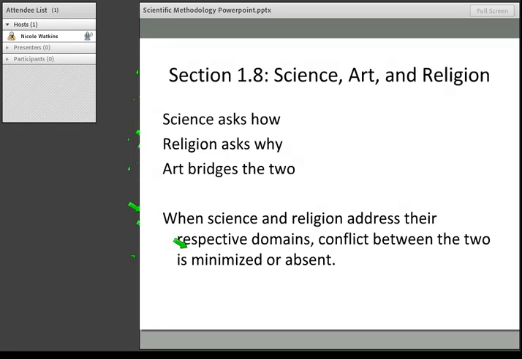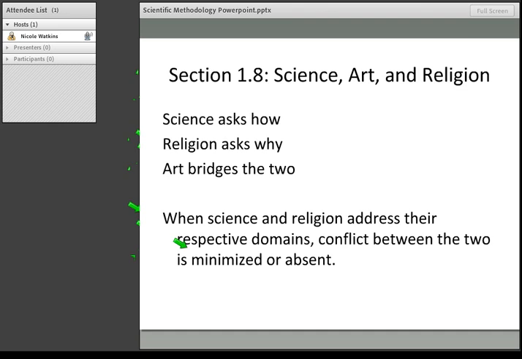So section 1.8 is a really quick section, and all it does is show you how science, art, and religion are integrated. And we talk more about the integration or the big ideas in scientific methodology part 2. That's module 10. So science in section 1.8, for religion, it asks why. Science always asks how something happens. Religion asks why it happens, and art tends to bridge the two. It's the creative piece there.